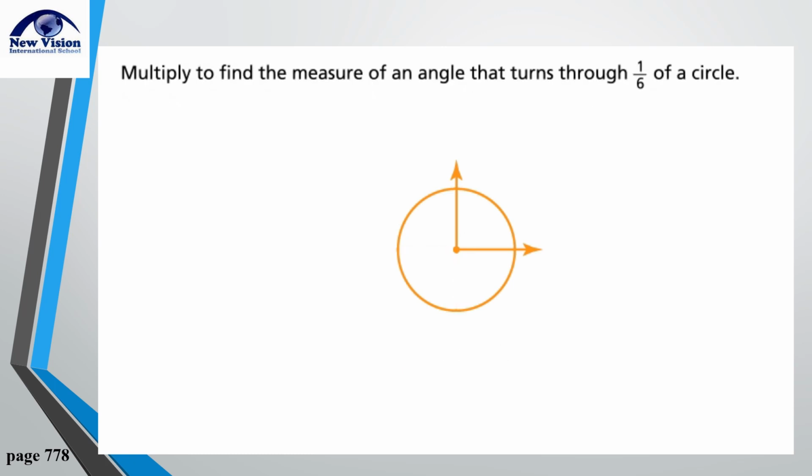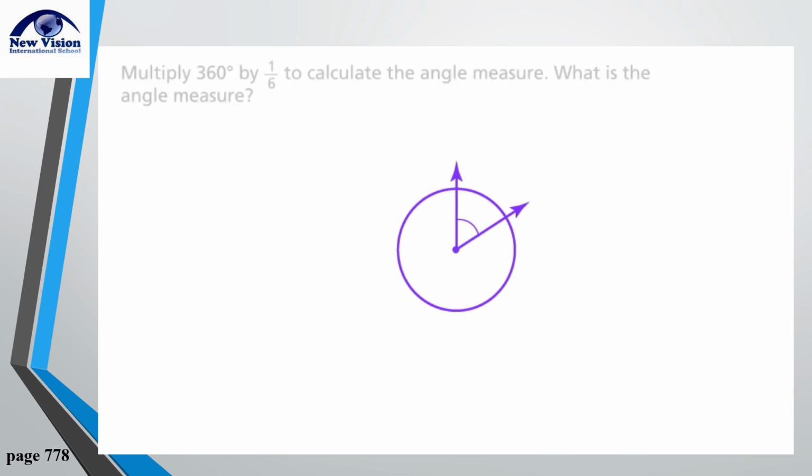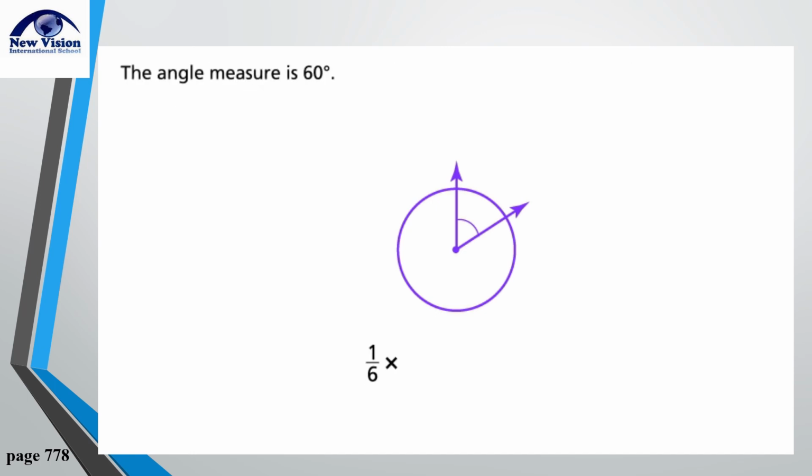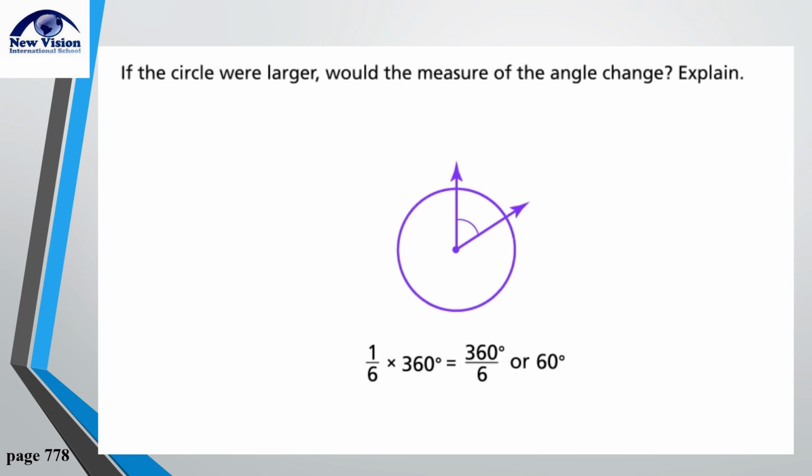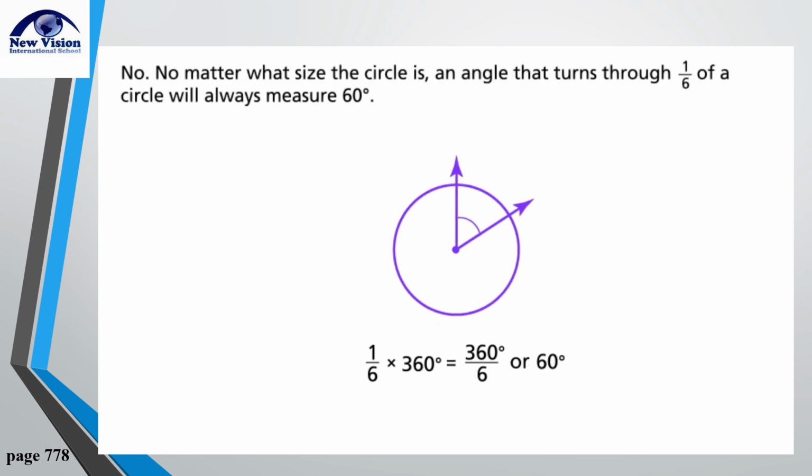Multiply to find the measure of an angle that turns through 1/6 of a circle. Multiply 360 degrees by 1/6 to calculate the angle measure. What is the angle measure? The angle measure is 60 degrees. If the circle were larger, would the measure of the angle change? Explain. No. No matter what size the circle is, an angle that turns through 1/6 of a circle will always measure 60 degrees.